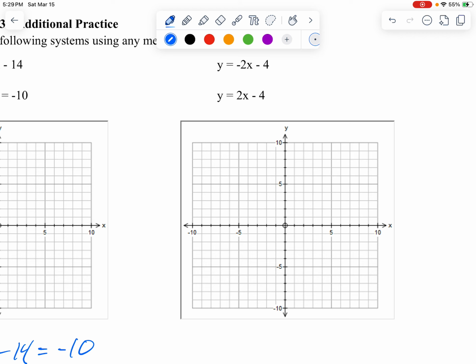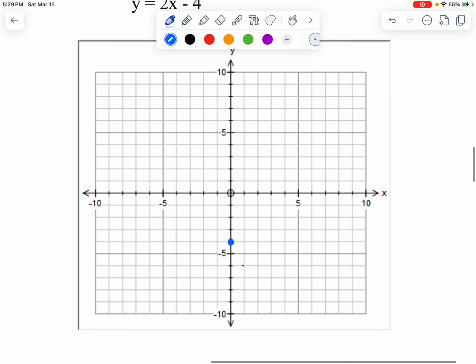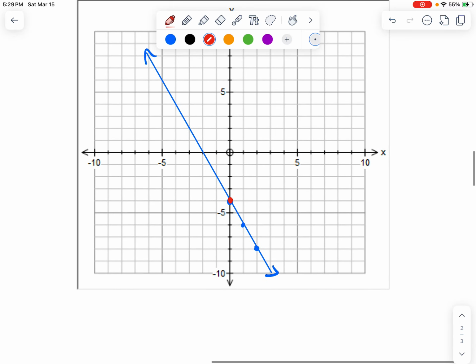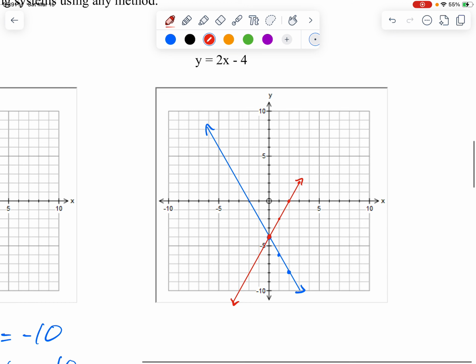So the top equation, -2x minus 4. So my slope is -2, so now I'm going down 2 and over 1, down 2 and over 1. And then my second equation, positive 2x minus 4. So again, my y-intercept is here, and my positive 2x. So my line looks like this. So this is one solution, right, very nicely at 0, comma, negative 4.